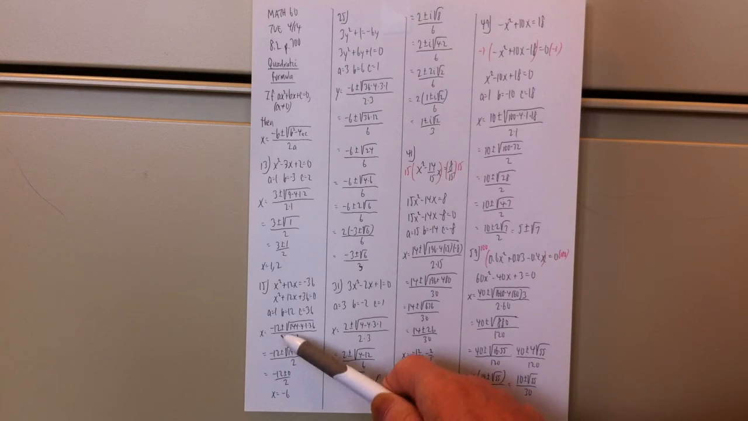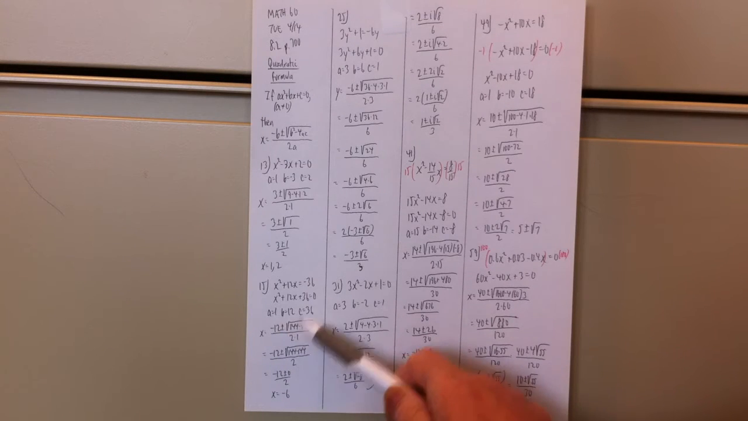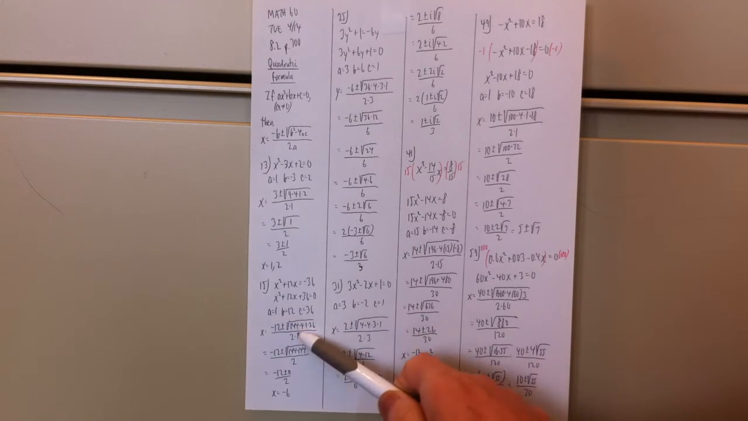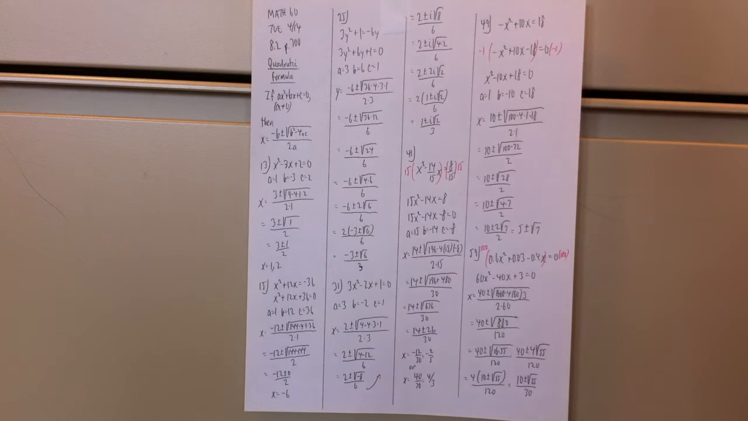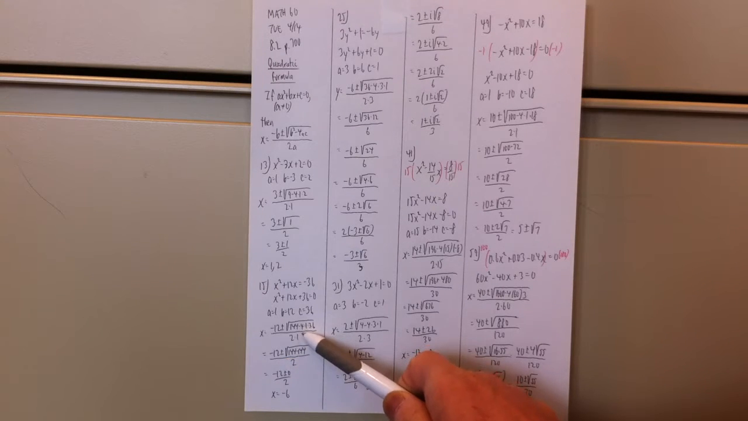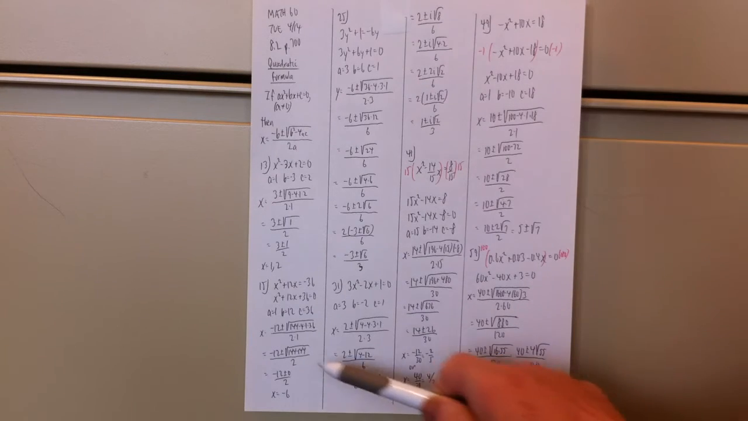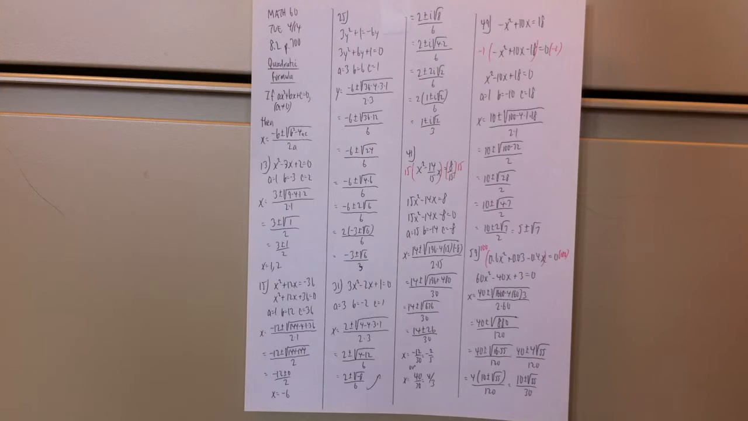Plug everything in. x is equal to negative b, so negative 12 plus or minus the square root of b squared. 12 squared is 144. Minus 4 times a times c, 4 times 1 times 36, all over 2 times a, which is 1. So we have negative 12 plus or minus the square root of 144 minus 4 times 1 times 36, which also happens to be 144, divided by 2 times 1, which is 2. Well, 144 minus 144 is 0, and the square root of 0 is 0, so we have negative 12 plus or minus 0 divided by 2.